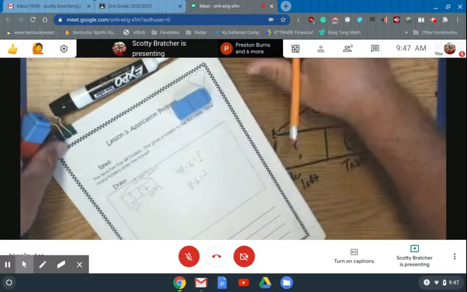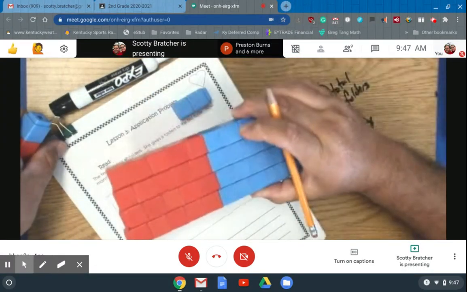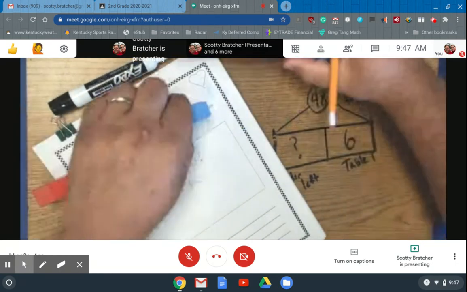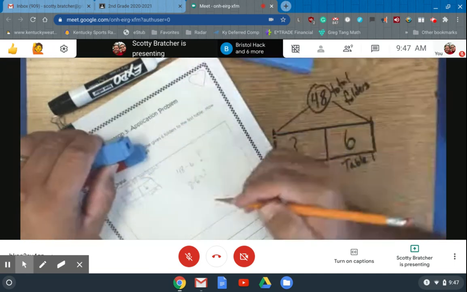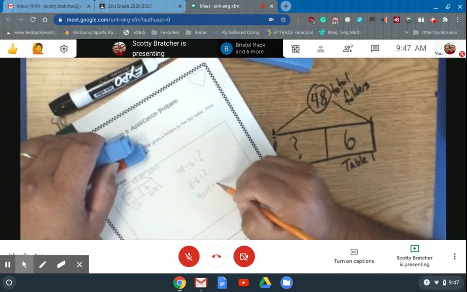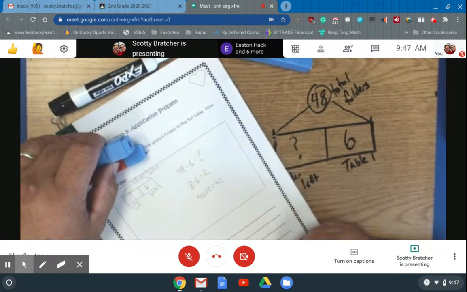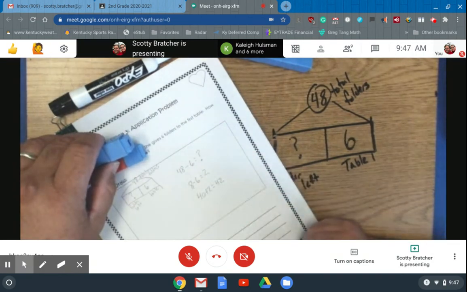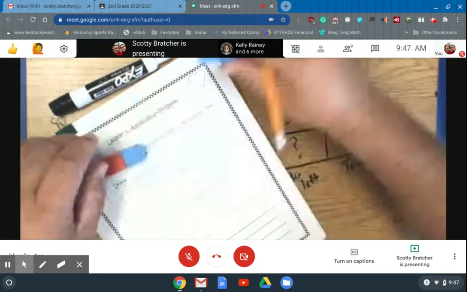Okay? And remember, I didn't do anything with this 40, did I? Nope. So now I'm going to put these two together. I'm going to say 40 plus 2 equals 42. Any questions about what we did?